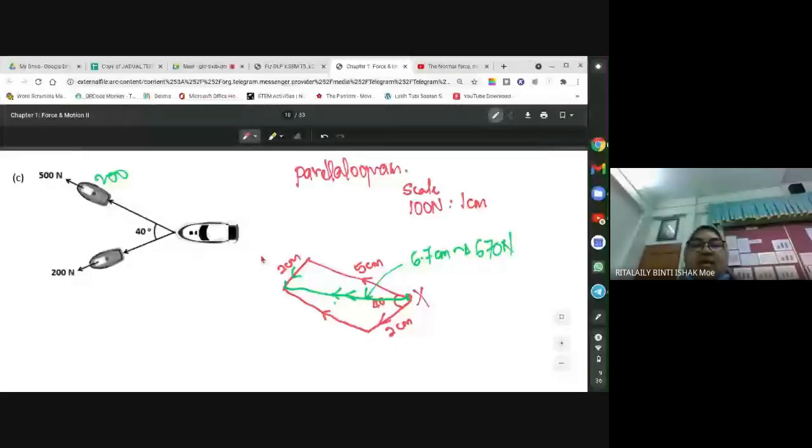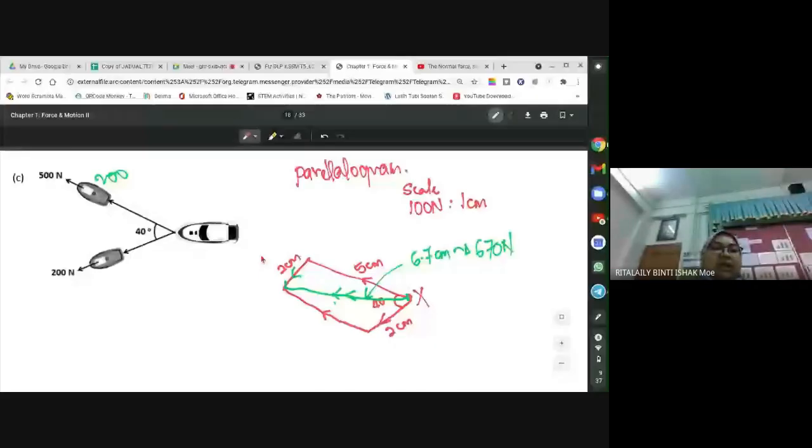And some books draw a triangle. It's the same, the triangle is just the parallelogram without the other half. They take only this part, which is also fine.